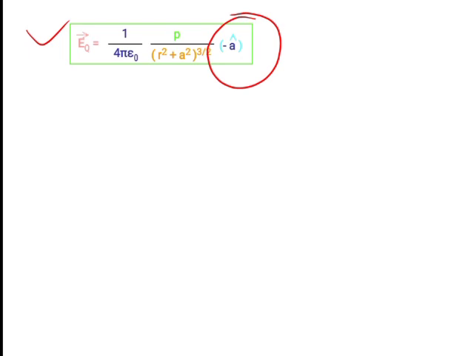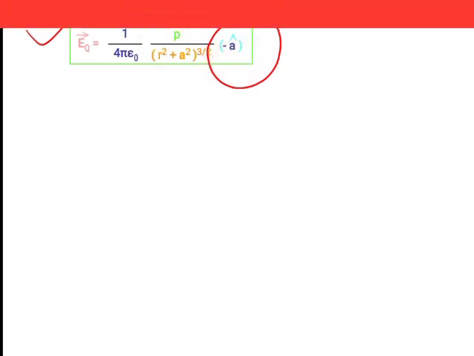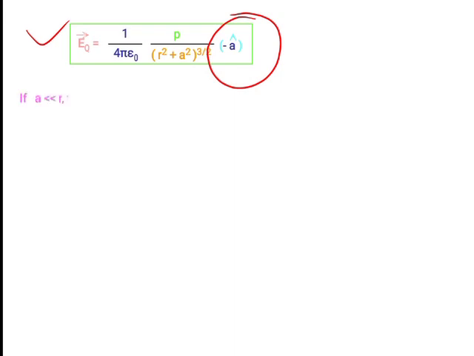Because we discussed in the previous slide, this EQ and P are opposite in direction. Okay, the dipole moment and EQ are opposite in direction. So for that reason we have to mention this negative sign, minus A cap, because the dipole moment is opposite to the electric field.